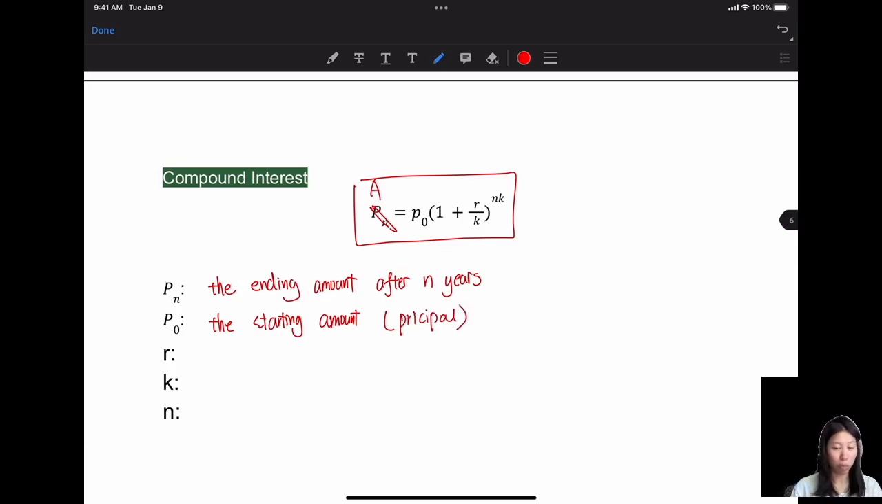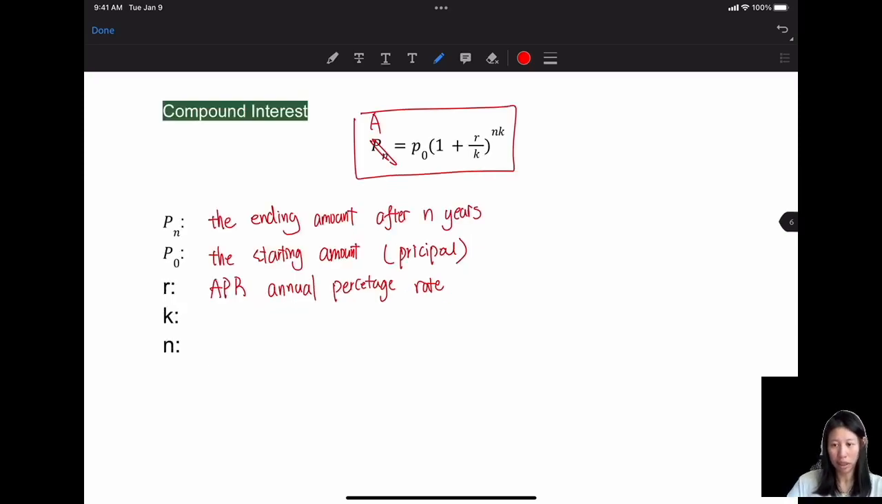The rate should be the APR, which is the annual percentage rate. Again, that is usually in decimal form. And K is the compounding frequency, so the number of compounding periods in a year.